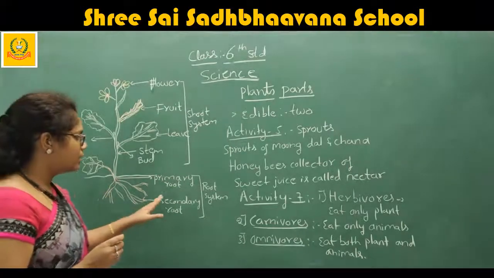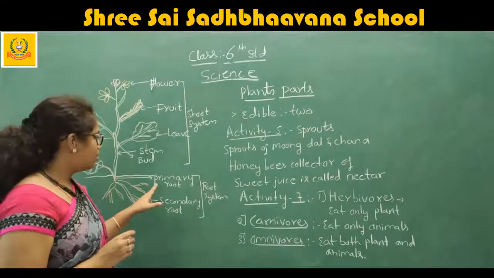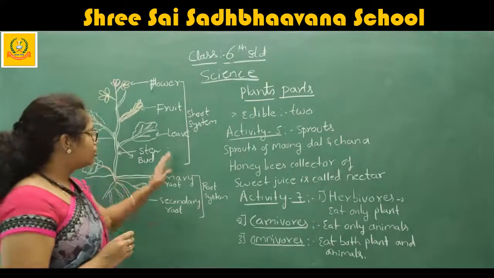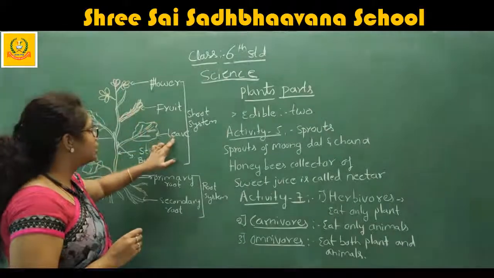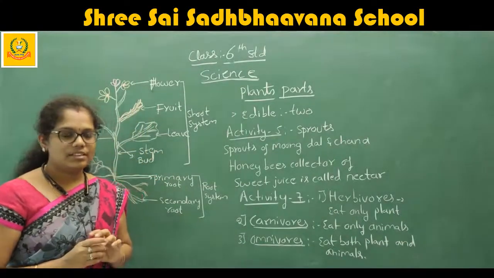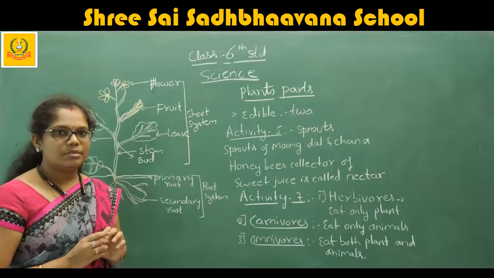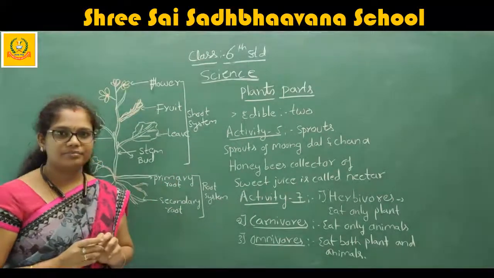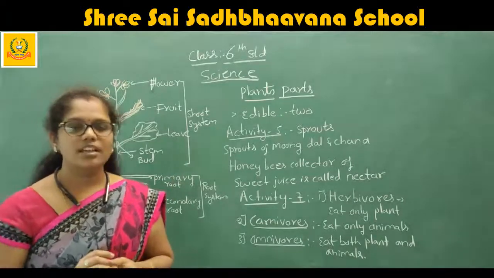If you see the root system, what parts do you have? You have the primary part and the secondary part. And if you go to the shoot system, you have flowers, fruits, leaf, stem, bud and node. These are the parts of the shoot system. Maybe you understood. This is the root system and this is the shoot system. These are the important parts of the root system as well as the shoot system.